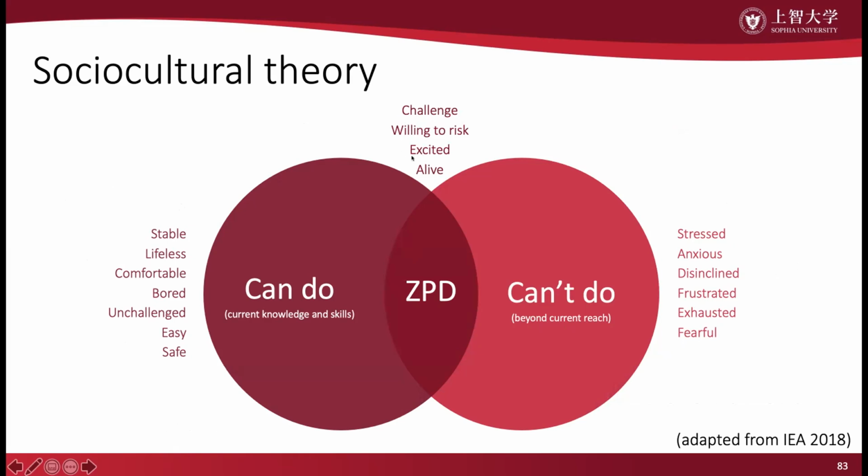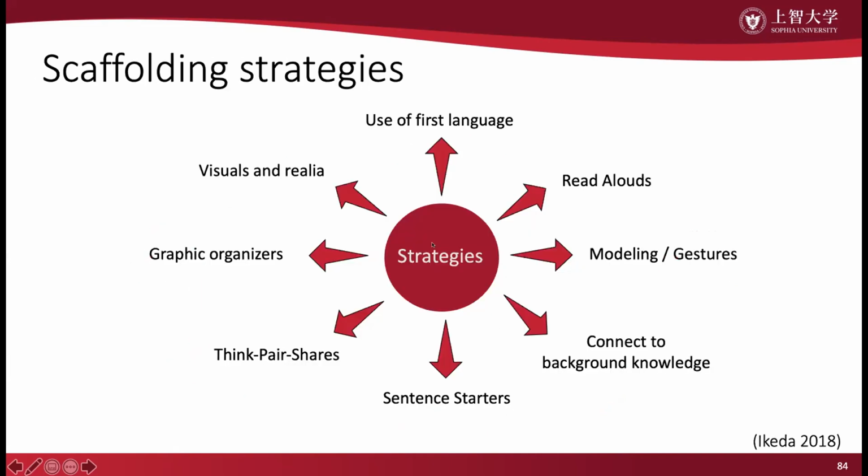So how do we help students go from their current knowledge and skills to just beyond those that they can reach alone? Well, that's by supporting them with scaffolding. So scaffolding is used to help students move into their ZPD, ideally right to the edge of what they cannot do. In terms of scaffolding strategies, there are many different types and templates.